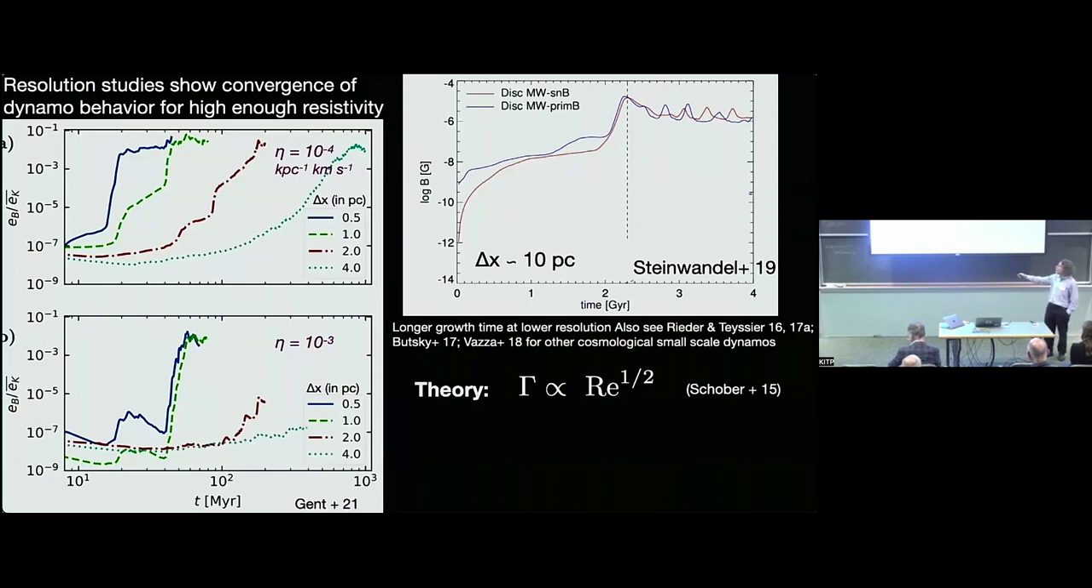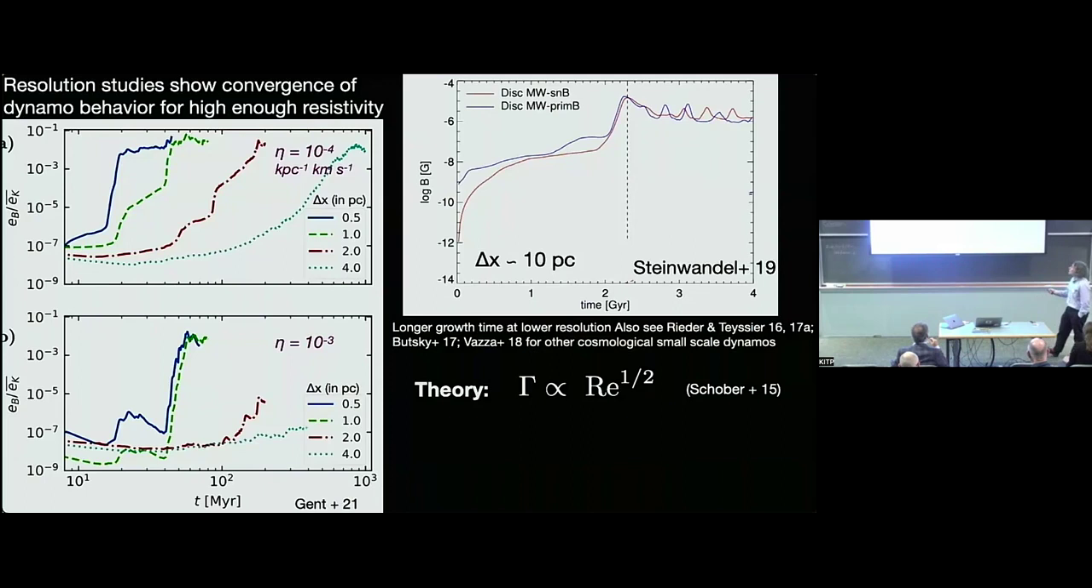When we go to 10 to the minus 3, which we showed several ways now is physical Laplacian resistivity, we're actually converging on a very fast growth time once you get a dynamo going. Once you have a region that's susceptible to a turbulent dynamo, it goes. And this has actually been shown, for example, by Rieder and Teyssier, even in full galaxy models, although they went from like 3 gigayears to half a gigayear by going from 200 to 16 parsecs or something.